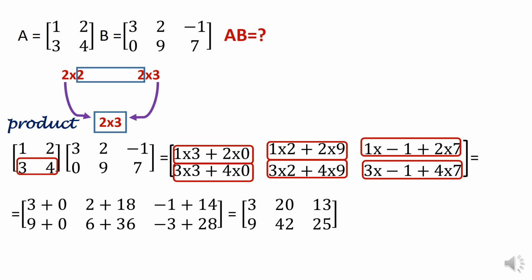Now AB was possible. Think in your mind, is BA possible? Now for BA, what do you do? You first find out the order of B and A. Yes, from here you can guess that B has the order 2 by 3 and A has the order 2 by 2. That means the number of columns of B is not equal to the number of rows of A. Thus, BA is not possible. AB was possible, we got the answer for AB, but BA is not possible.